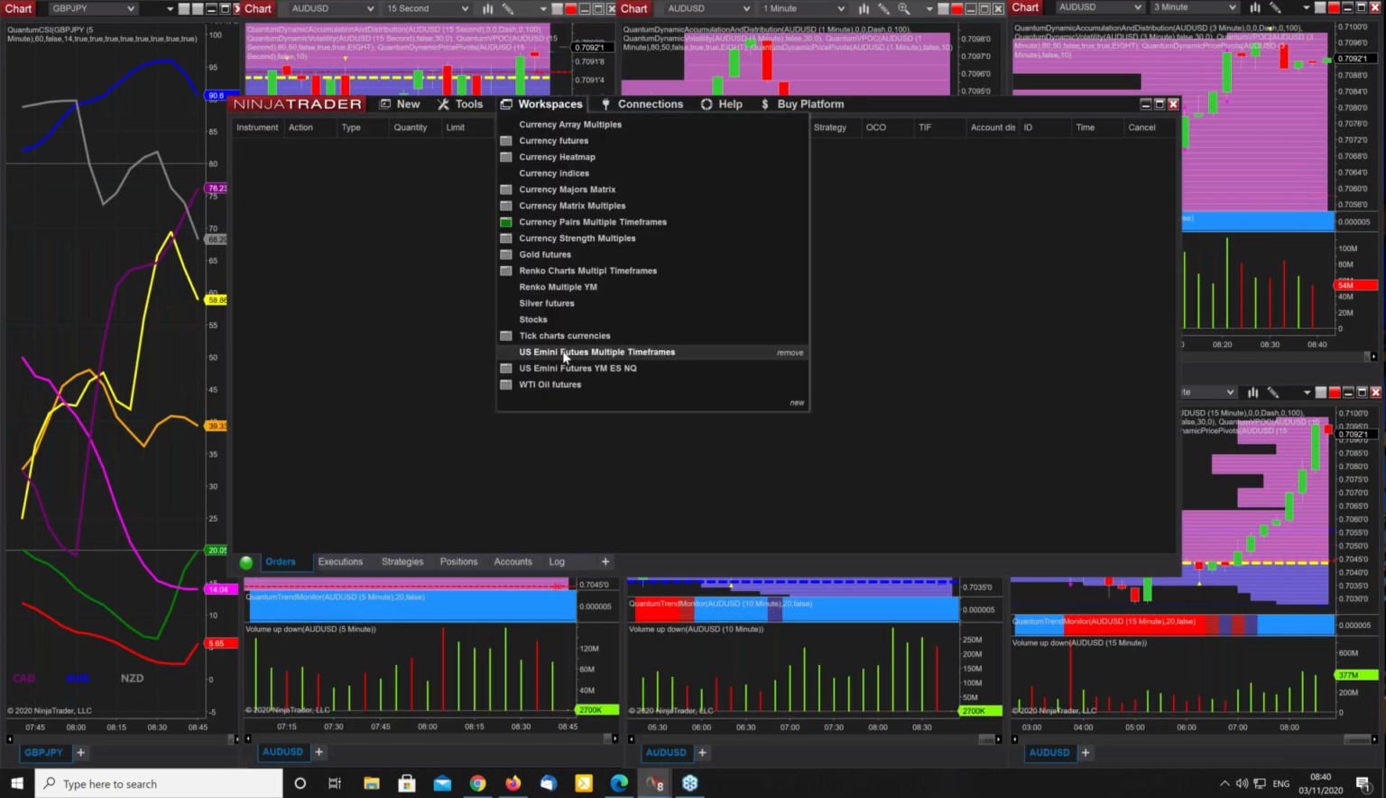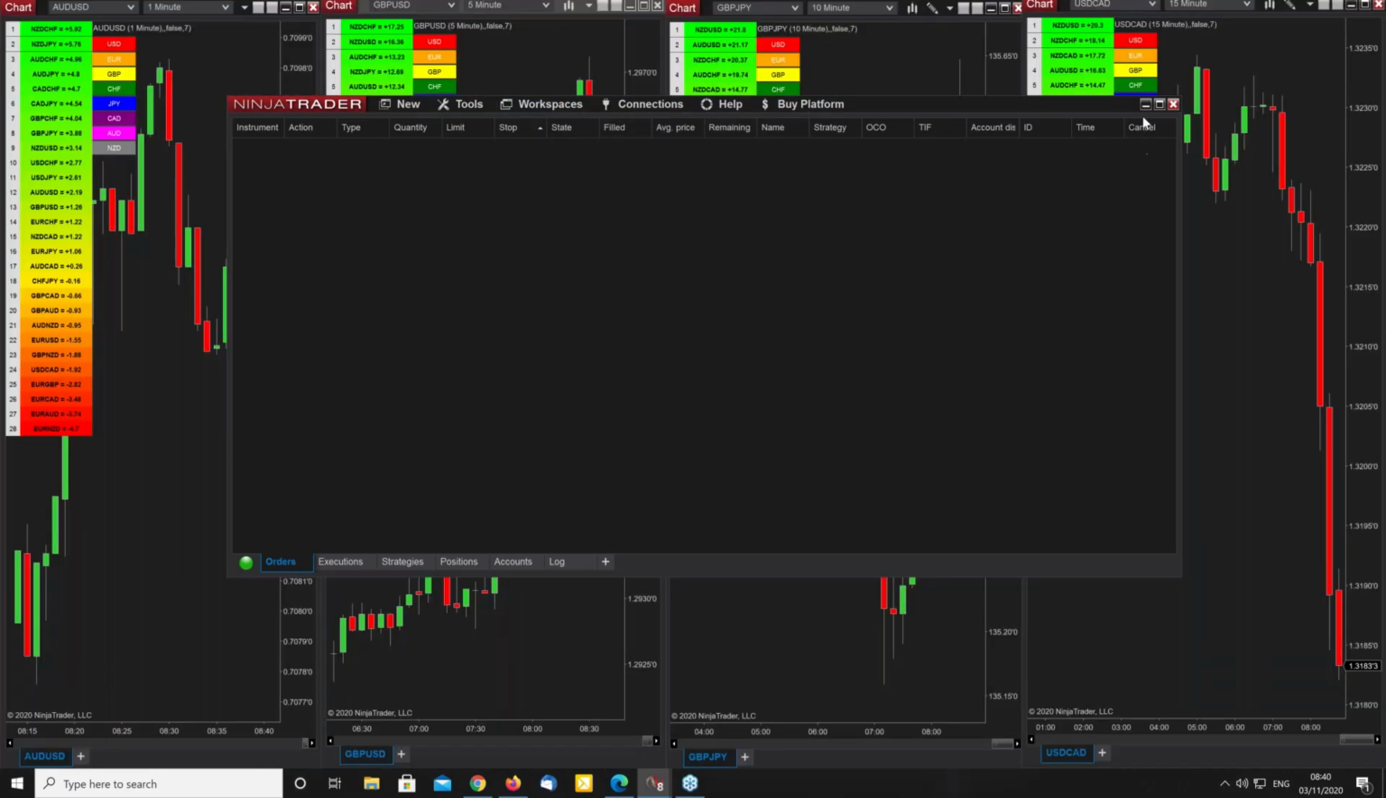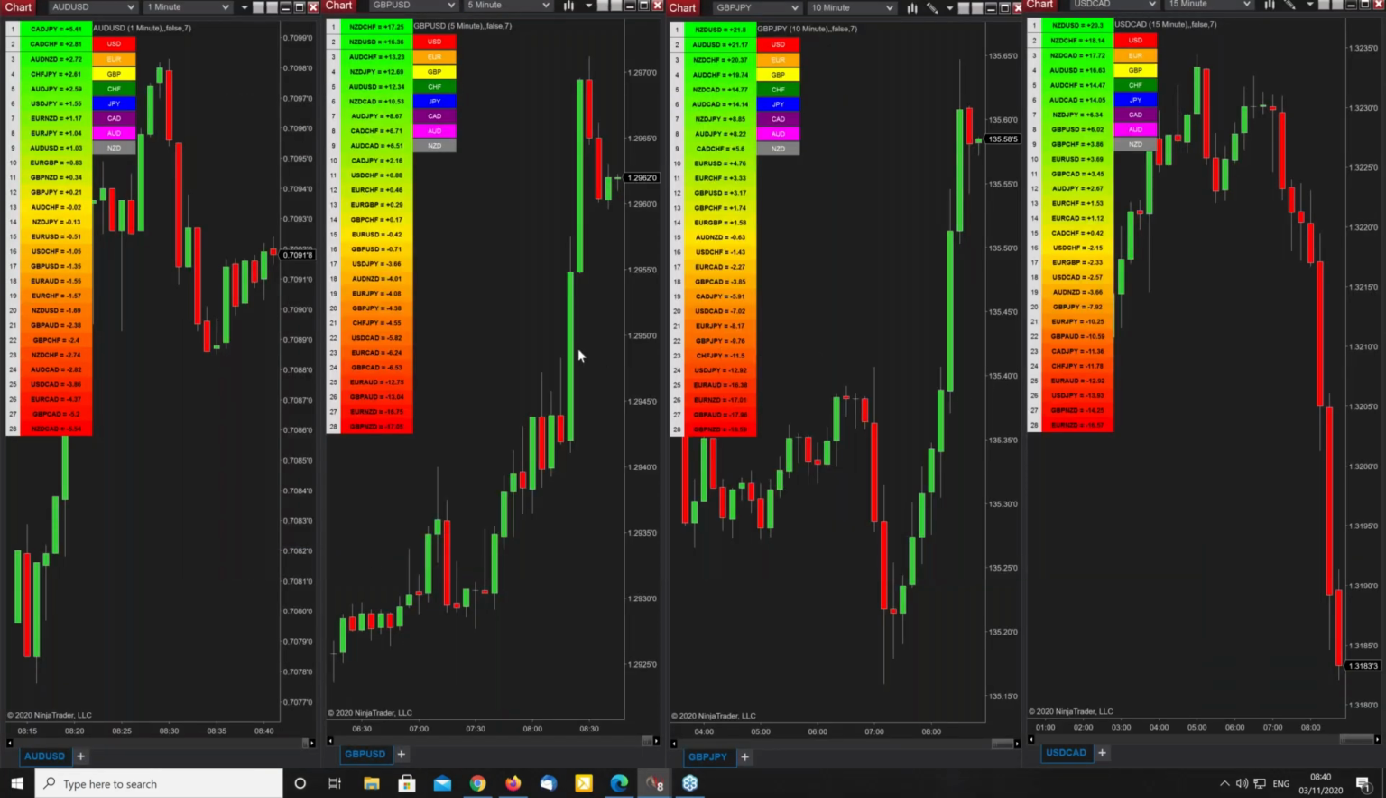Let's just head over and have a quick look at the currency matrix. Let's have a look. There we go. All right, now we've got the matrix up. This is on 1, this is on 5, 10, and 15.